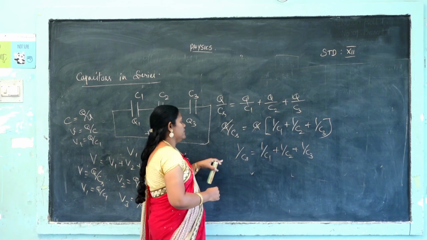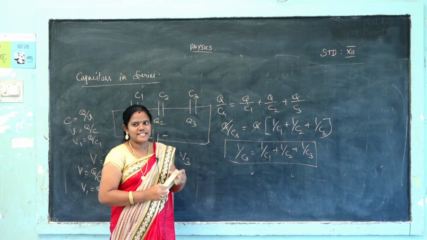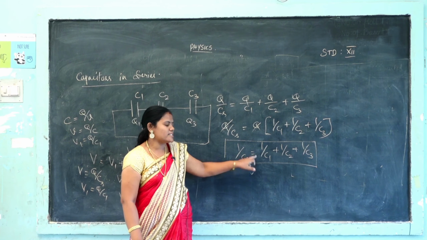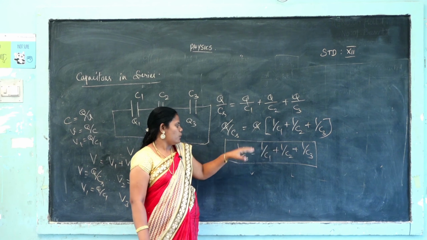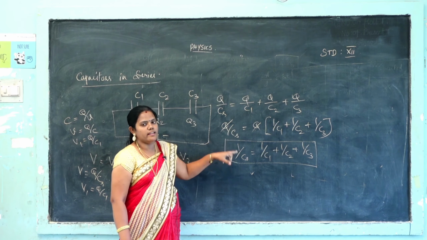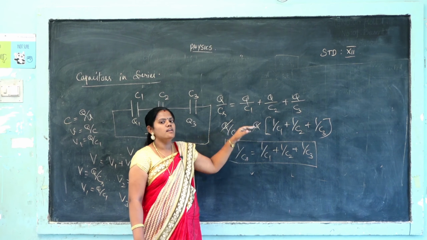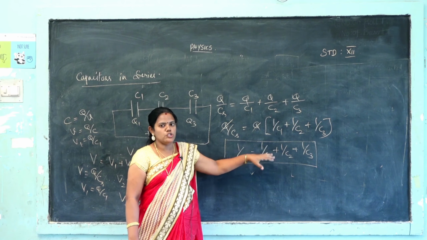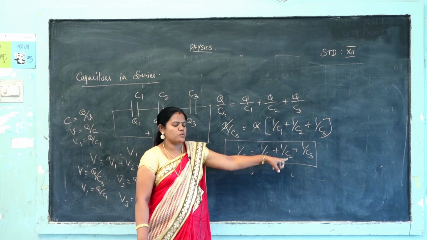What is the meaning of that? The effective capacitance when the capacitors are connected in series is given by the sum of the reciprocals of the capacitances of all the capacitors. The reciprocal of the effective capacitance when the capacitors are connected in series is equal to the sum of the reciprocals of all the individual capacitances. So 1 by Cs is equal to 1 by C1 plus 1 by C2 plus 1 by C3.